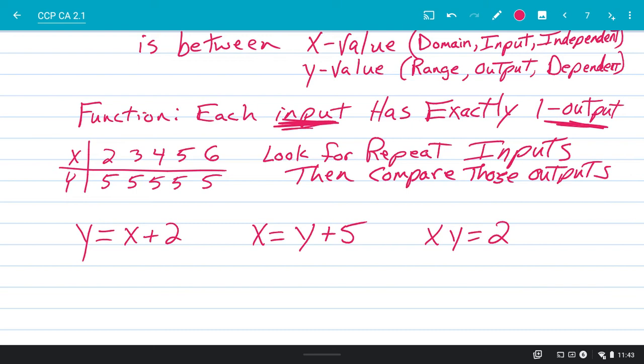Yes, sir? X equals y squared plus 5. No longer a function. Now, x is still to the first degree. All has to be the first degree? How about this one? Y equals x squared. The y has to be to the first degree. Thank you. Y has to be to the first degree.